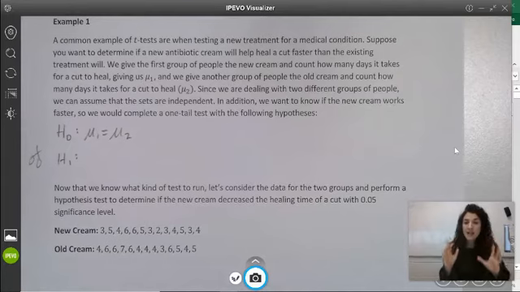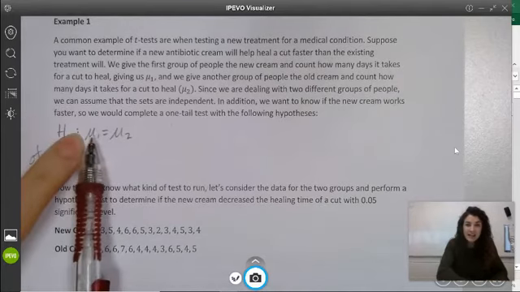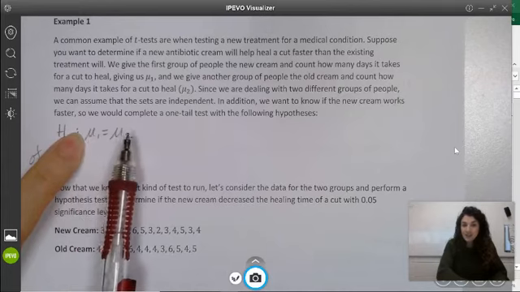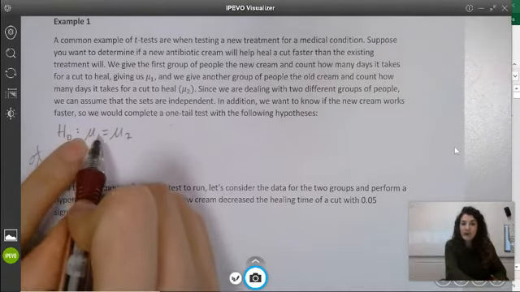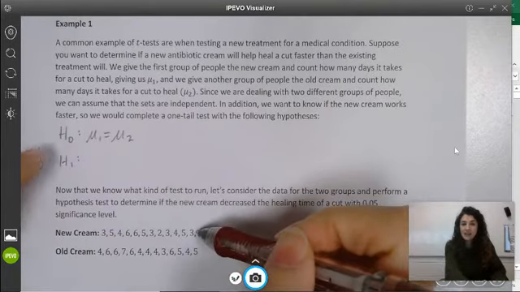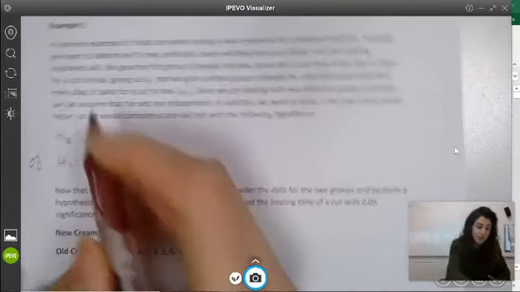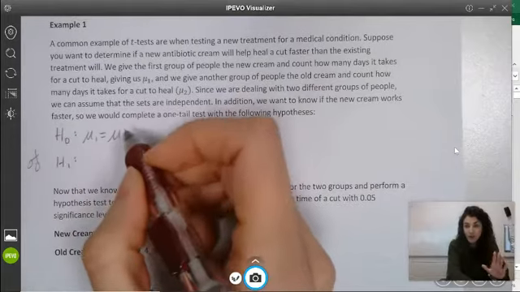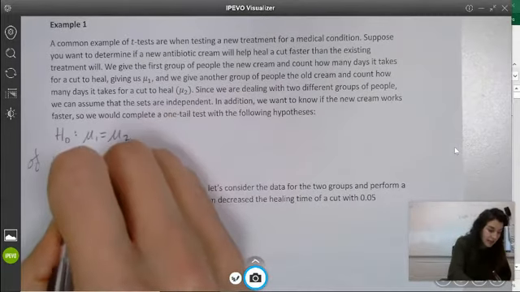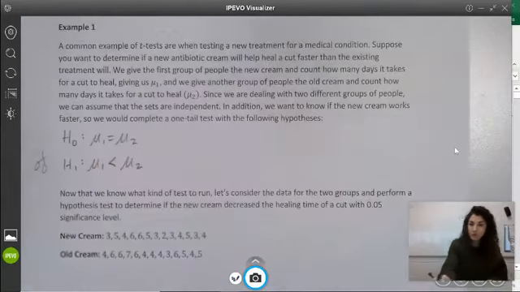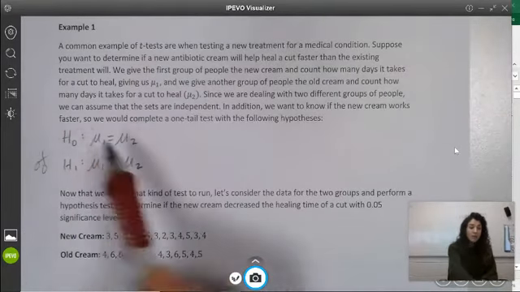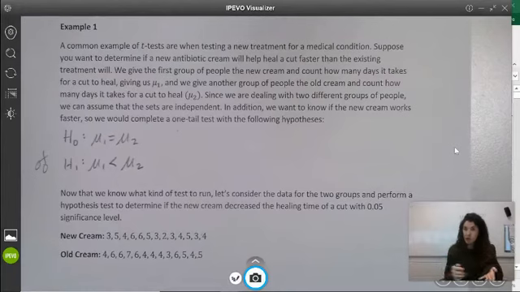So I'll say it again. If we're testing to see if this one worked faster than this one, then that means that our new cream would have less time than our old cream. So we're saying, okay, if they're not equal, then the new cream is going to have a smaller average than the old cream. So your null hypothesis is always that the averages are equal.